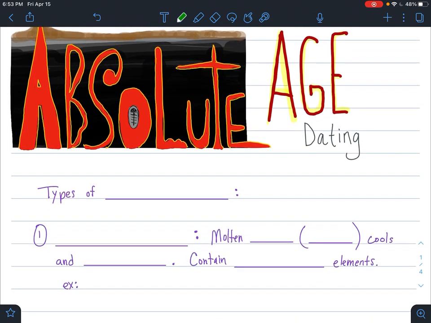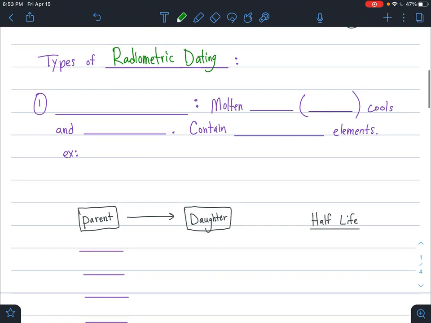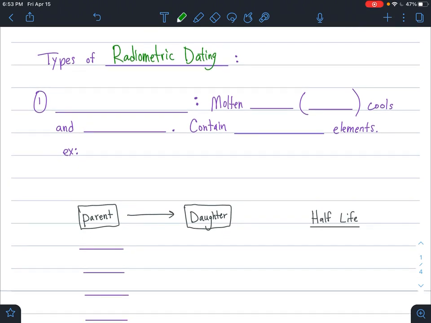This is page 2 for absolute age dating, and we're looking at types of radiometric dating. Remember, radiometric dating uses radioactive decay to understand how isotopes change into their daughter elements. The first thing we can look at are igneous rocks. Igneous rocks are molten rock, also known as magma, and when that magma cools, it also crystallizes. So it cools and crystallizes, which means it hardens in that moment.